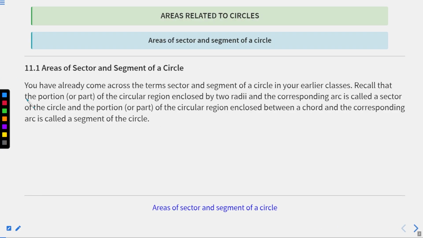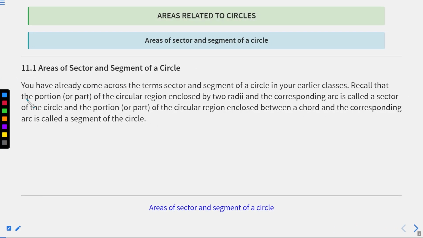In this lecture we will discuss areas related to circles. First of all, we will discuss areas of sector and segment of a circle. Here two words come: areas of sector and segment of a circle. First we will discuss what is the area of a sector, and then what is the area of a segment of a circle.